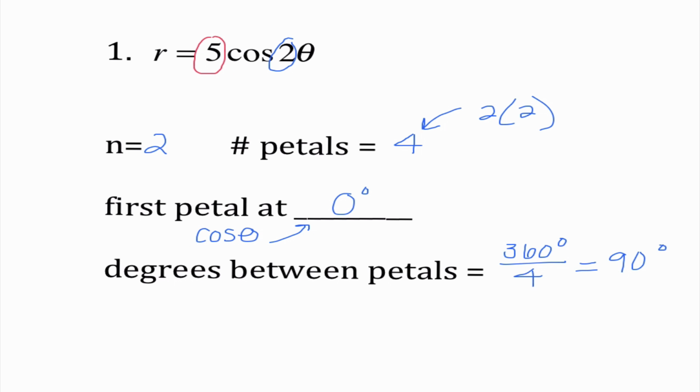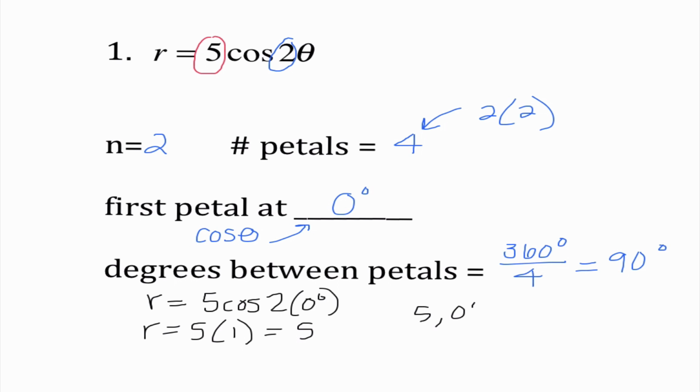Now, to determine how far out we're going to go, we'll learn that it actually is going to be this A value. And the reason why that works: if I substitute in R equals 5 cosine 2 times 0 degrees, cosine of 0 we learned is 1. So R equals 5 times 1, which is 5. So that tells me (5, 0 degrees) is an ordered pair. And what we're going to see is that this is always true. It's always going to be whatever our A value is.